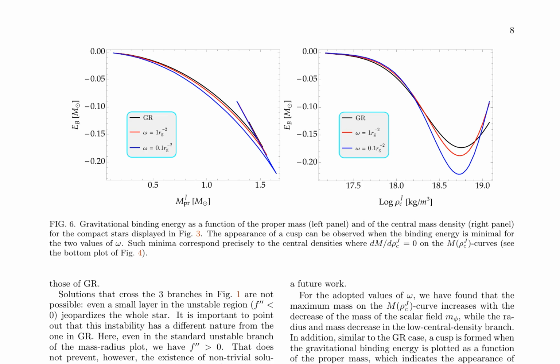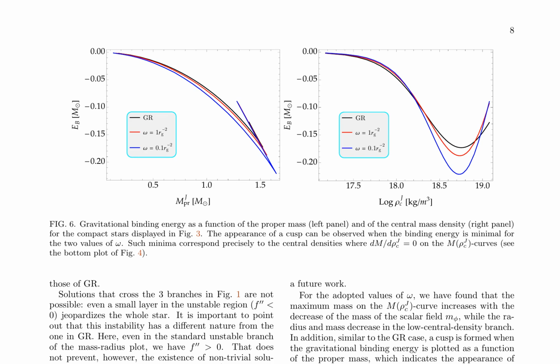In the context of massive scalar tensor theories with a simple dilaton potential, the authors delve into the properties of compact stars. Figure 6 illustrates the gravitational binding energy as a function of the proper mass and central mass density for the compact stars depicted in Figure 3. The emergence of a cusp in the binding energy curve corresponds to the central densities where dm/dρc equals 0 on the m, ρc curves, as observed in the bottom plot of Figure 4.